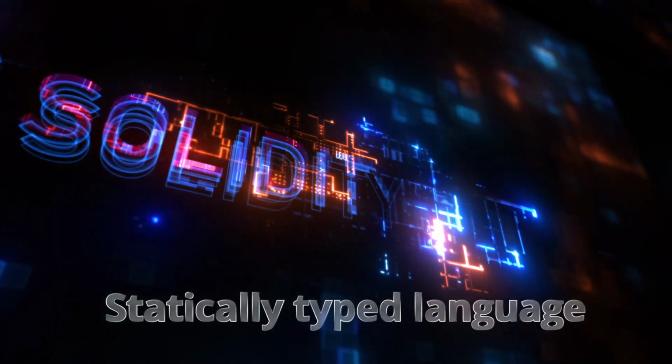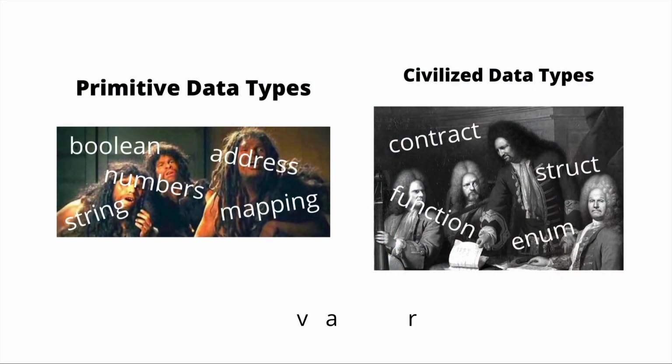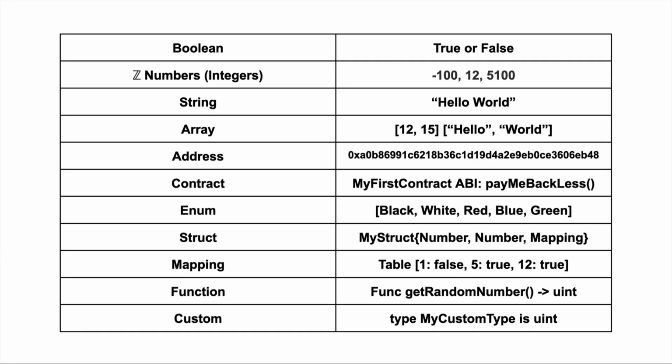So recall that Solidity is a statically typed language. So every variable we declare has a specific type. So what kind of types exist in Solidity? Let's look at a general overview. So you can see here all available types in Solidity.